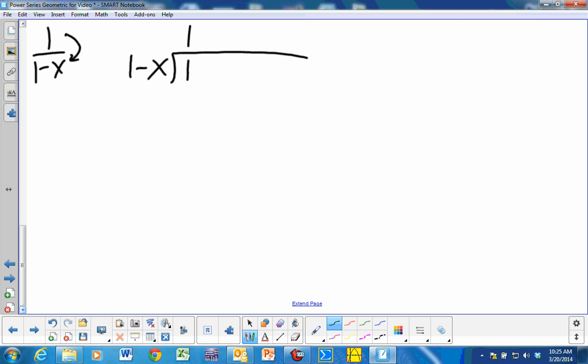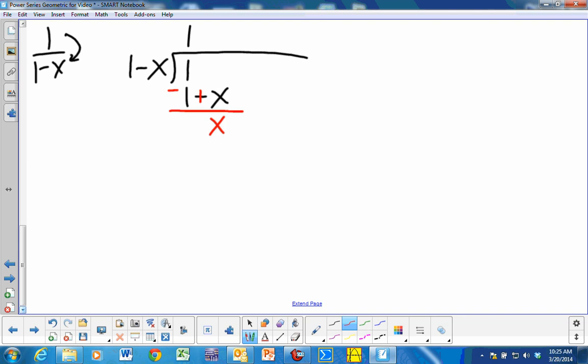Then we multiply 1 times 1 minus x, and we write it down here. Then we draw the line and change the signs because we need to subtract. And when you're subtracting with more than one term, it's a good idea to write it this way. So now we can add: 1 minus 1 is 0. That's what we wanted. And then we have just x.